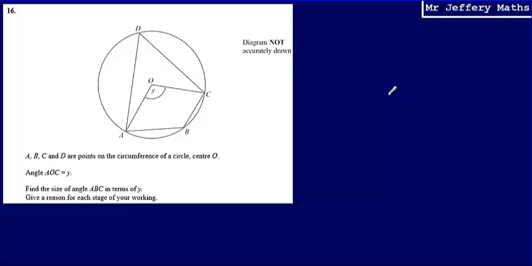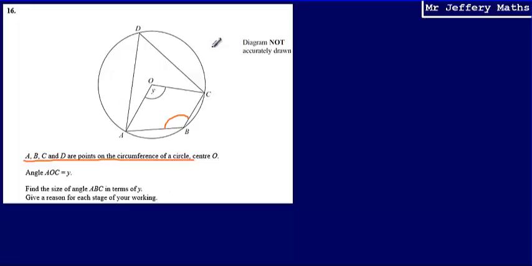This is question 16. Here we're told that A, B, C and D are points on the circumference of a circle centre O. That's going to be important. We'll refer back to that shortly. Then we're told that angle AOC is equal to Y. We're given that there. And we're asked to find the size of angle ABC, that angle there, in terms of Y. And we're asked to give a reason for each stage of your working.